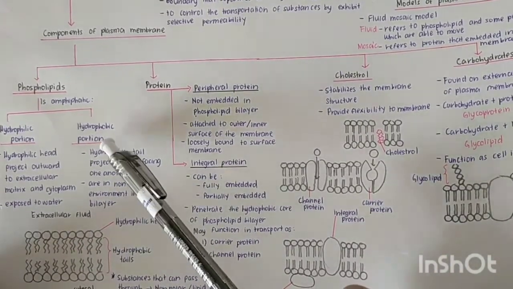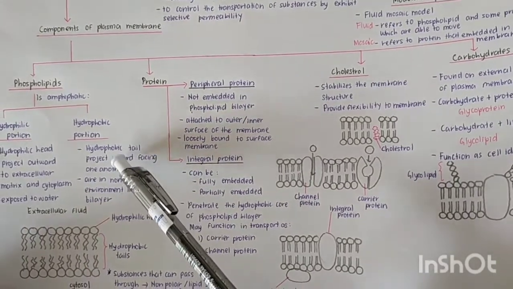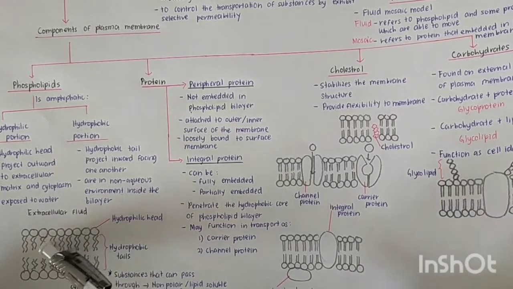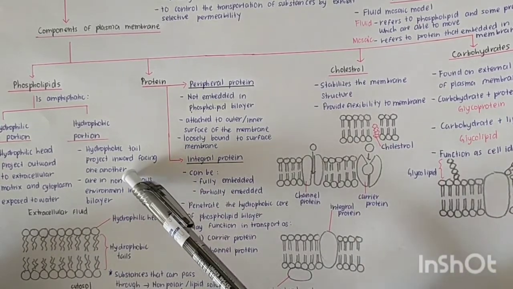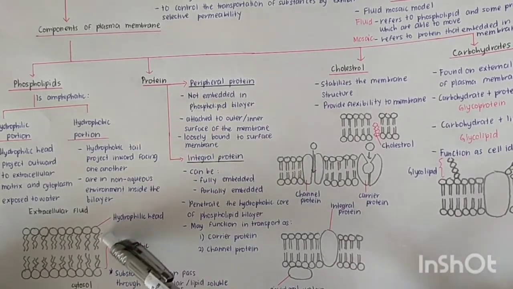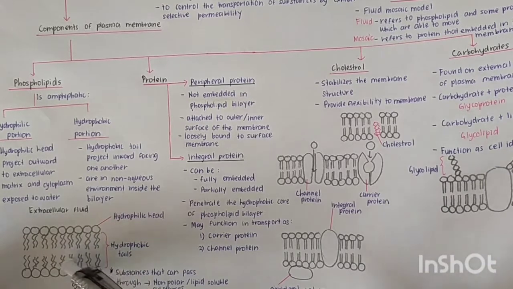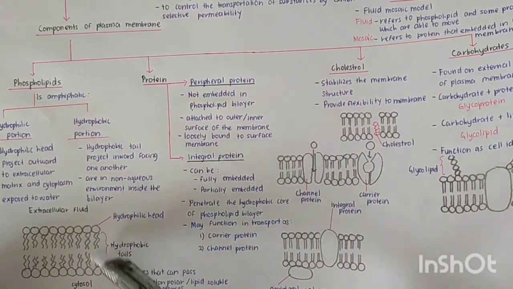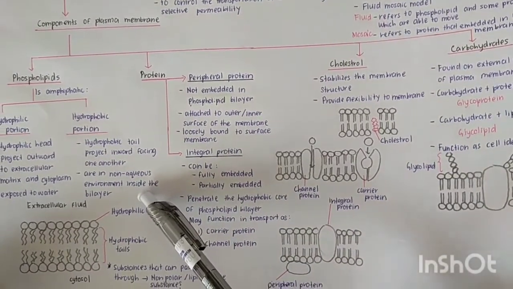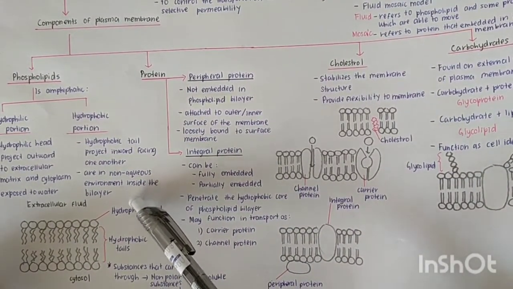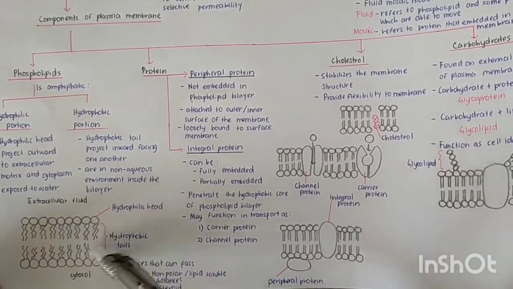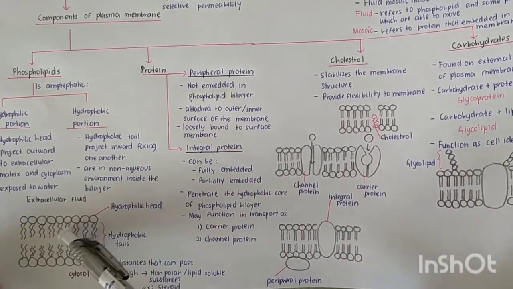But the hydrophobic portion consists of the hydrophobic tail. So dekat mana hydrophobic tail? Here is the hydrophobic tail, which projects inward, facing one another. If you look at the structure of the hydrophobic tail here, it is located inside here and facing one another. And it is in a non-aqueous environment inside the bilayer. Maksudnya dia berada pada bahagian non-aqueous. Non-aqueous ni maksudnya pada kawasan yang tak ada air.